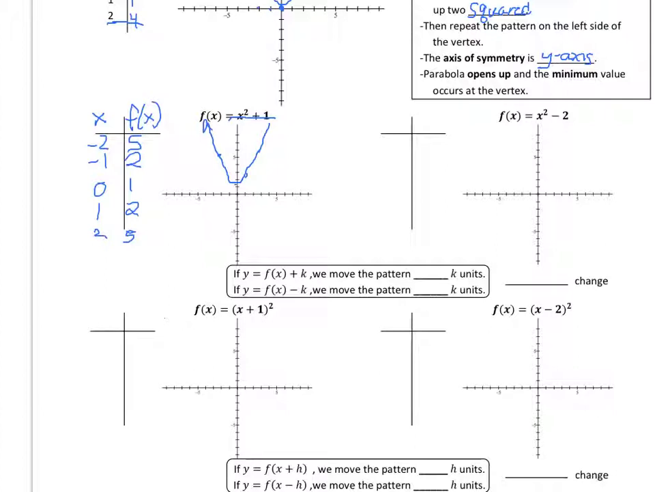Can we use the slope and then mirror it? Nope, because there's no slope. With quadratics, the slope's always changing, right? So we can't just find the slope. Good question, but unfortunately, no.